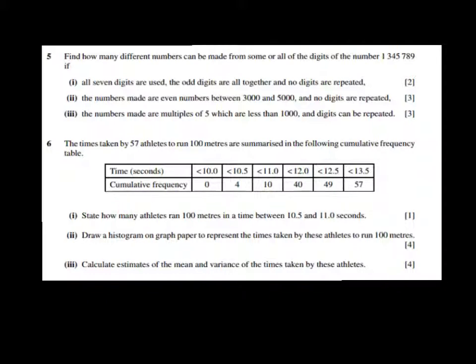How many ran a time between 10.5 and 11? So that's between here and here. So it's gone from 4 to 10, so that's 6 more people. So good. Part 2, histogram.